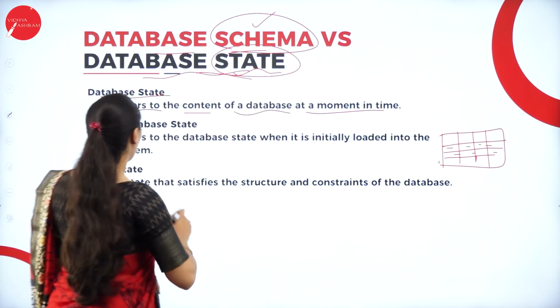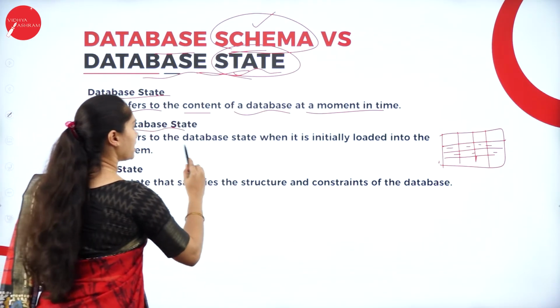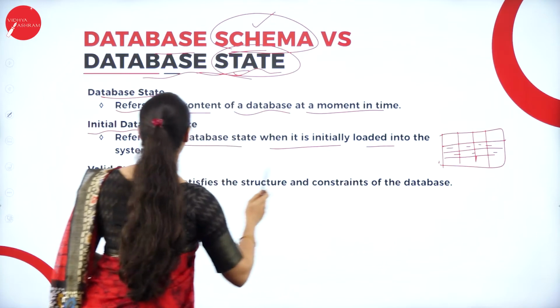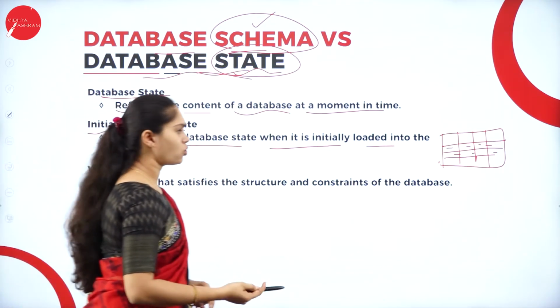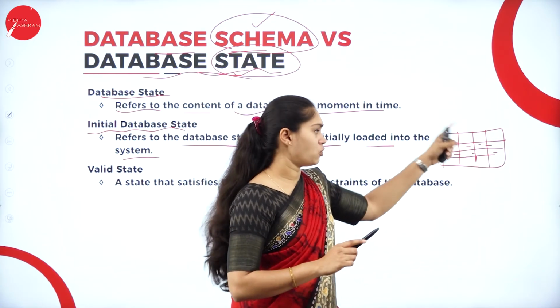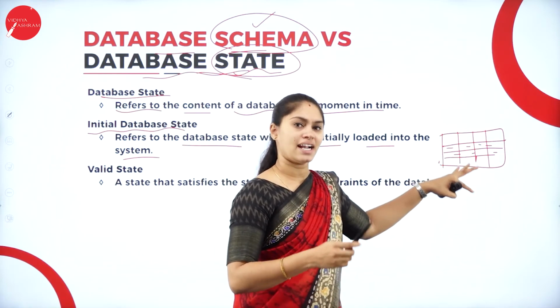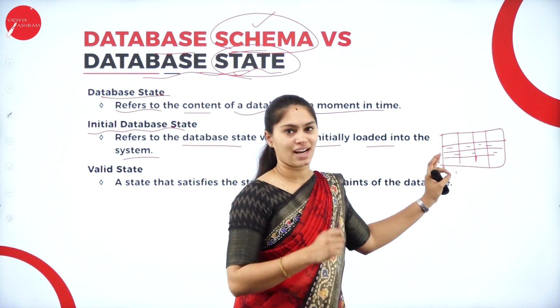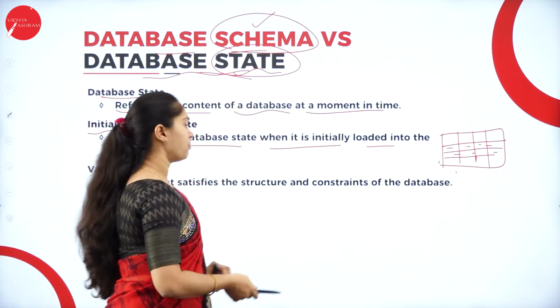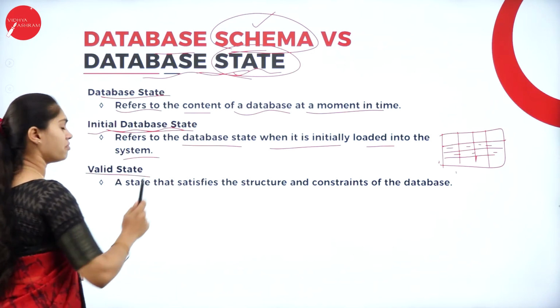Database state. When it comes to the initial database state, that refers to the database state when it is initially loaded into the system. As I told, when the database schema is represented, at that time it was empty. So when I am loading new data into this database, we are going to have some initial data or values. That will be considered the initial database state.